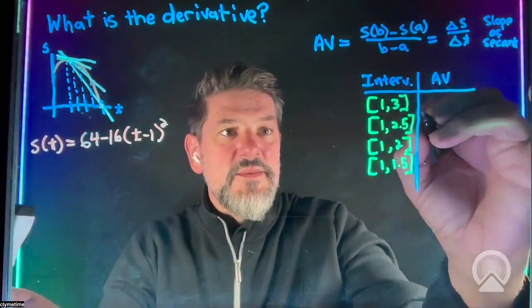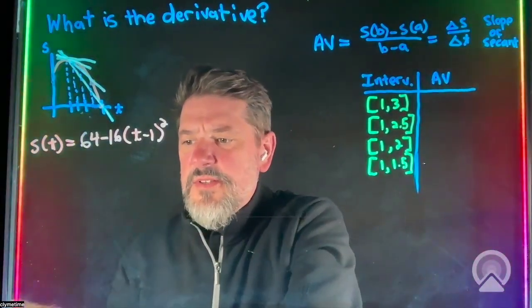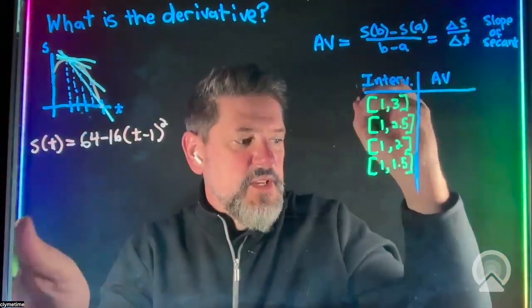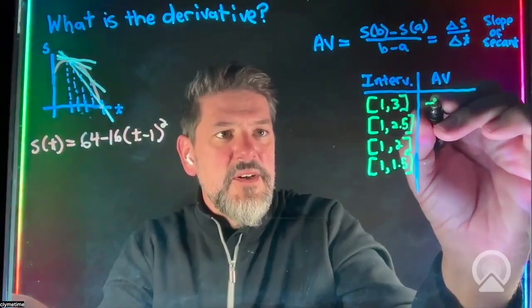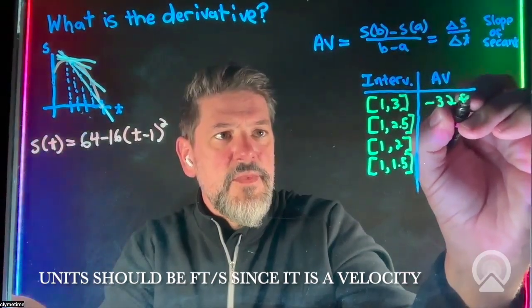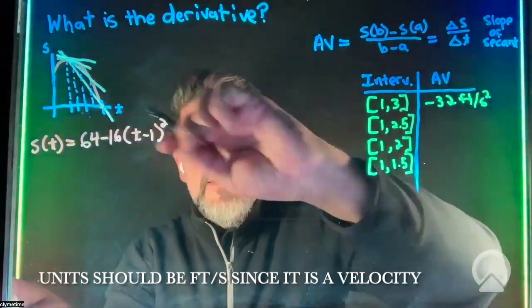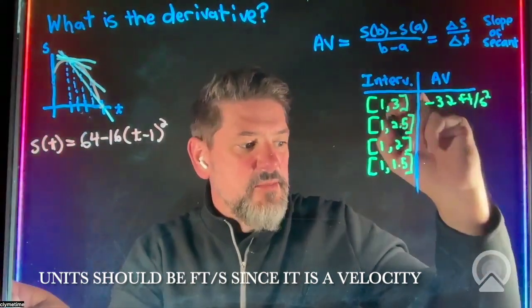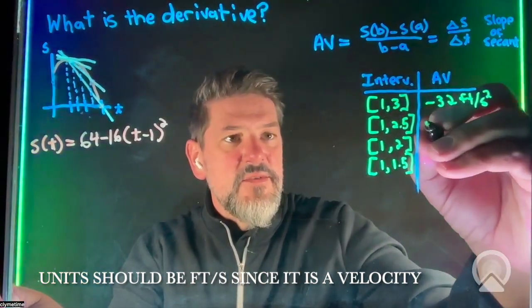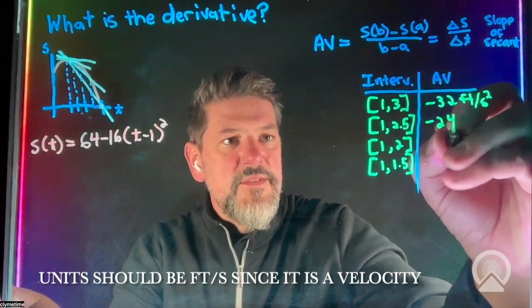So from 1 to 3, it comes out to be, I like the green one, I'm going to use the green one for this one. It's going to be negative 32 feet per second squared. And so from 1 to 2.5, as you can see, it's more flat. So we expect that number to get smaller in magnitude, which is negative 24 feet per second squared.